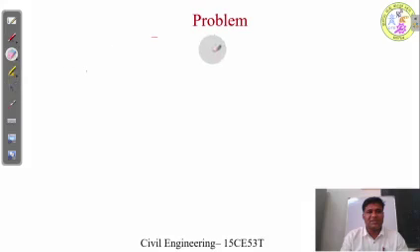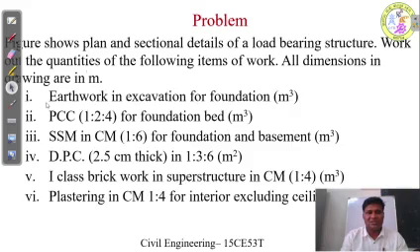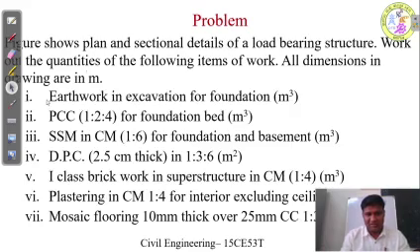Next, we will solve one basic problem. I am going to show you a plan, and I am going to give you the sectional details of a wall, and we will work out the quantities of the following items. So there are 7 items here.